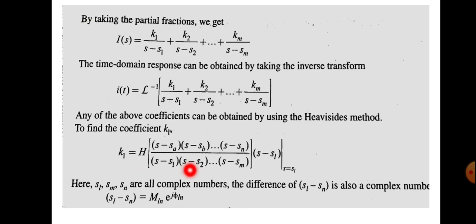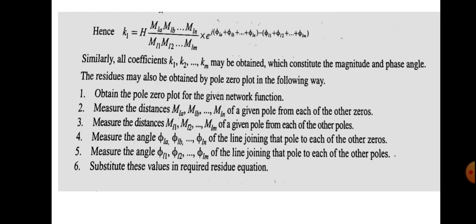And the phase component is represented as a ratio of exponential functions, so M_ln into e raised to j phi_ln, where M is the magnitude and phi is the phase angle. So here you can write K_L will be equal to H into M_LA into M_LB into M_LN divided by M_L1 into M_L2 into etc. up to M_LM, into e raised to j (phi_LA plus phi_LB plus etc. plus phi_LN minus phi_L1 plus phi_L2 etc. plus phi_LM).